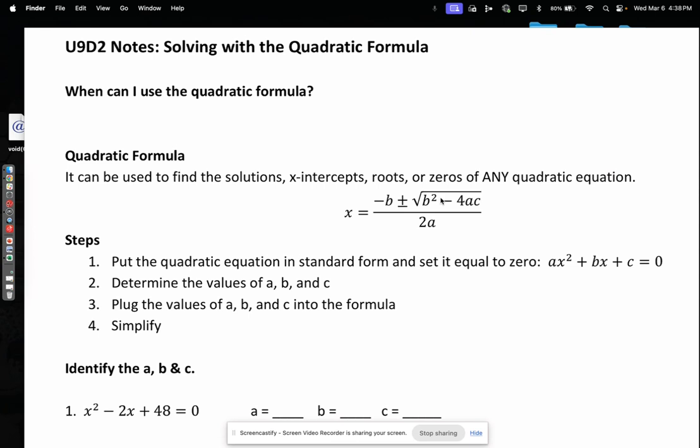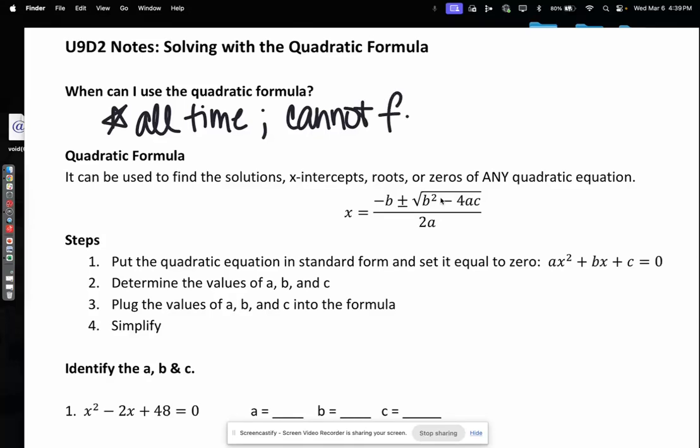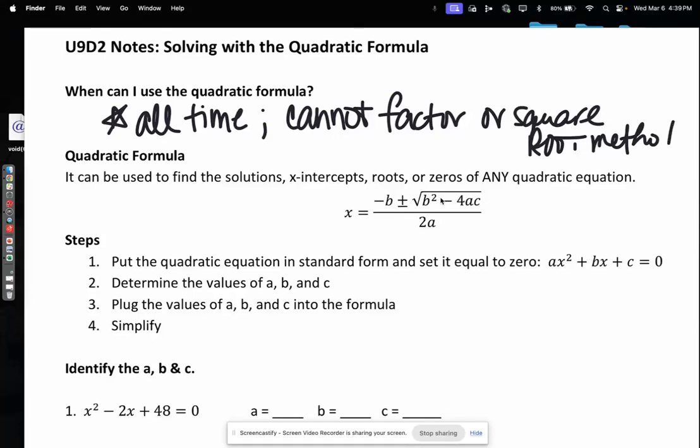But the quadratic formula will work all of the time. So if you are unsure, this definitely works all of the time. Especially if you cannot use the snowflake or factor or square root method, right? If neither of those will work, especially, the square root method will not work if you have a b. So sometimes we can use the snowflake when we have a b.